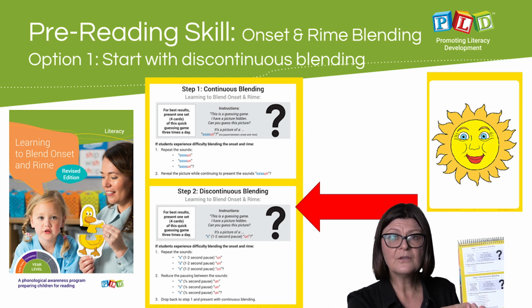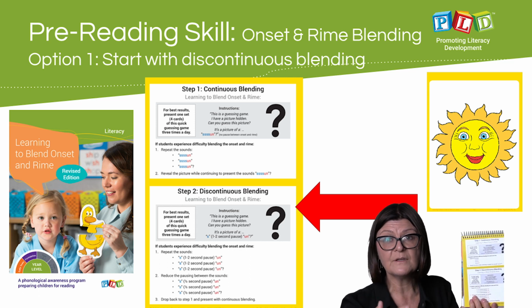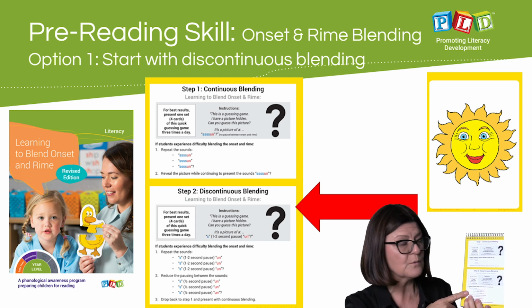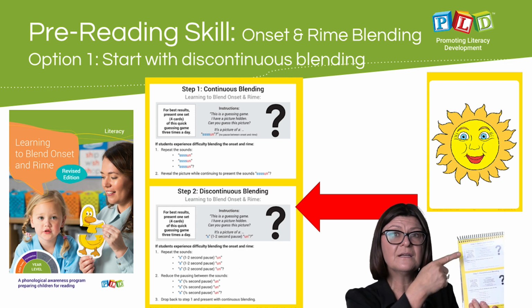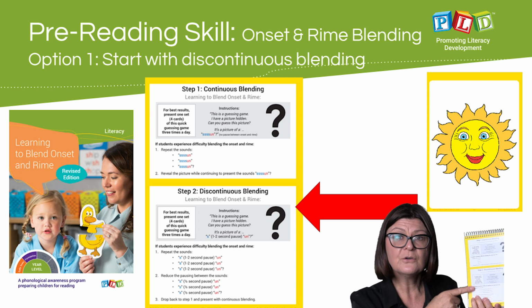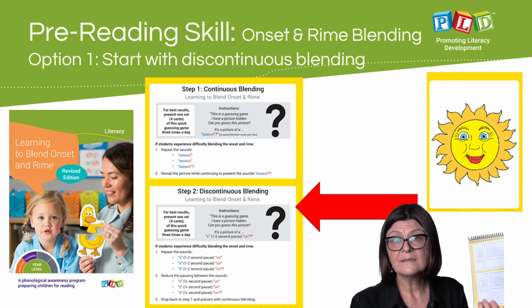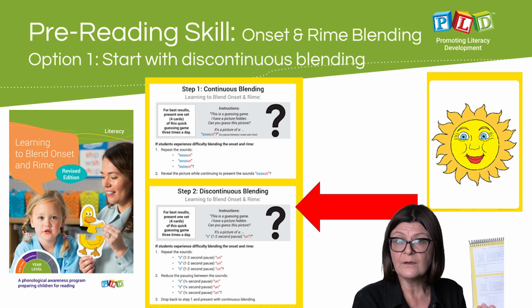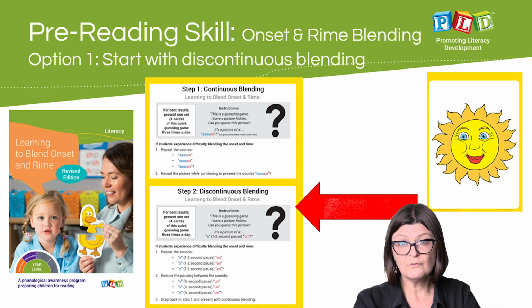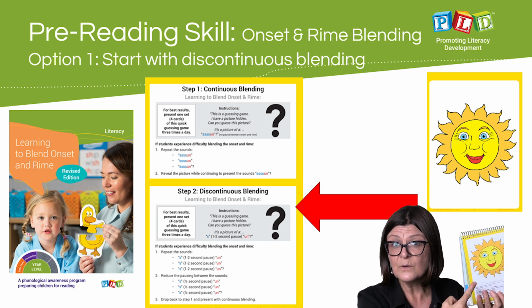It is an option that you can jump straight down to discontinuous blending, and this is what the previous PLD programs did as well, but in this revised edition there's an additional step that's been put in. So number 1, you could start straight down here. S, un, what's the word? And then revealing the picture. S, un makes the word sun.